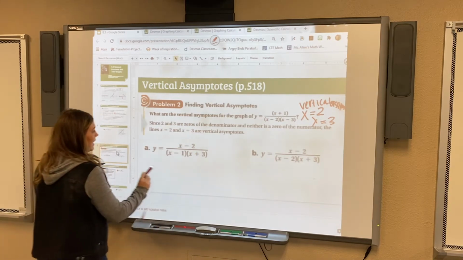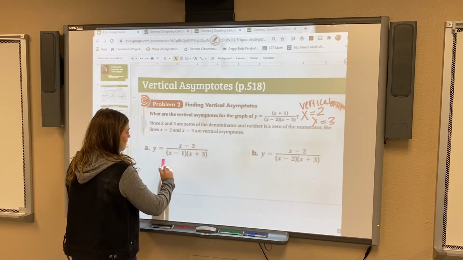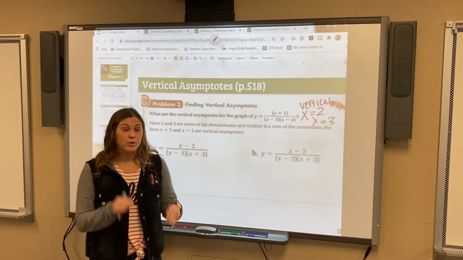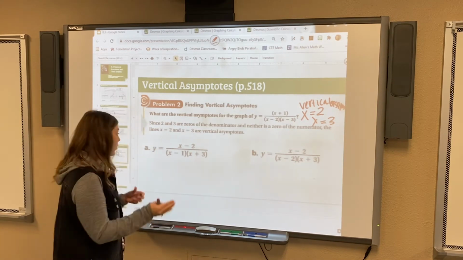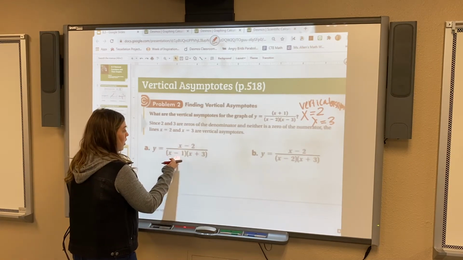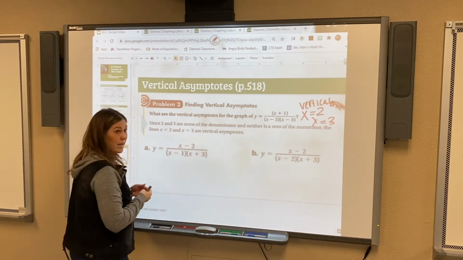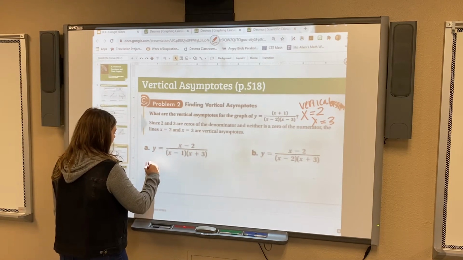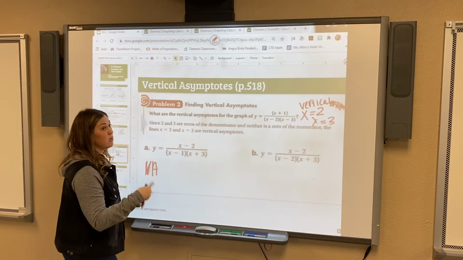Okay, so here we have (x minus 2) over (x minus 1)(x plus 3). So look to see if we can cancel out anything. We cannot. X minus 2, x minus 1, x plus 3. None of those are the same. So we just set these equal to 0. So they are vertical asymptotes, and I do VA, vertical asymptotes, and then we'll have horizontal asymptotes.